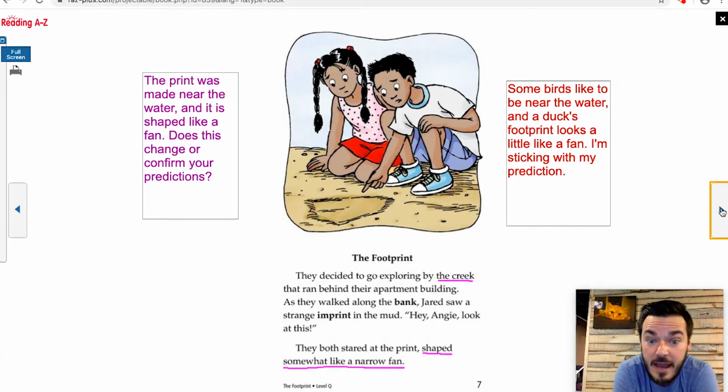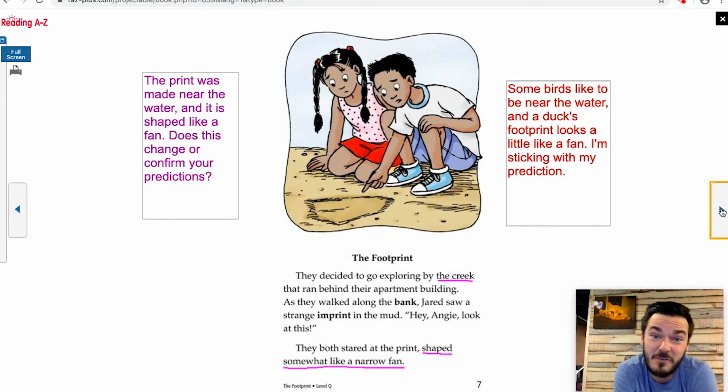Now, friends, I underlined some parts of the text here that I thought might help us with our predictions. The print was made near the water, and it is shaped like a fan. Does this change or confirm your predictions?